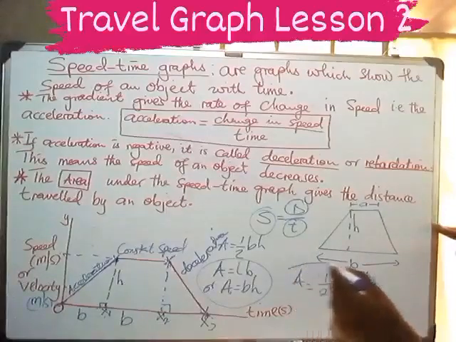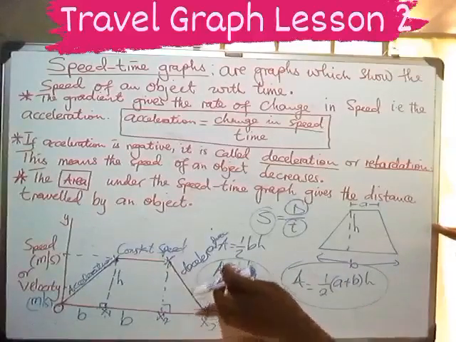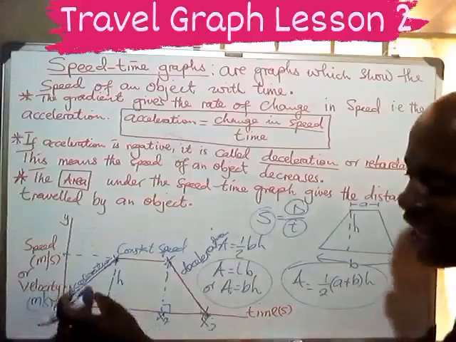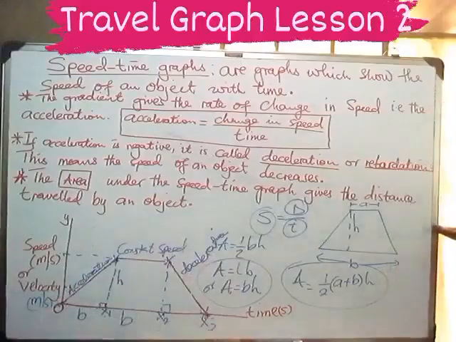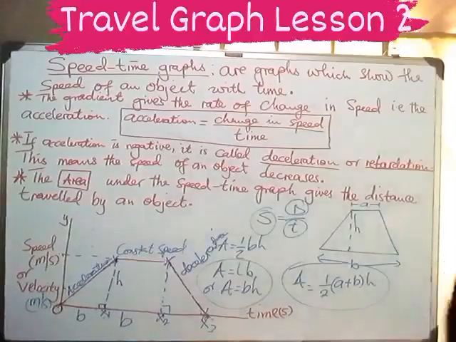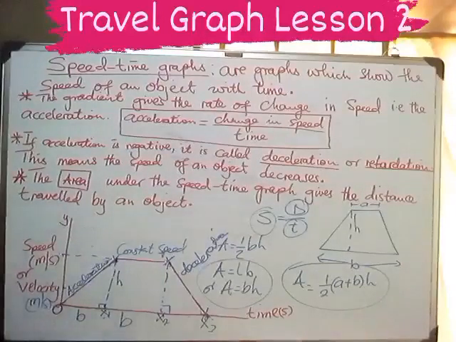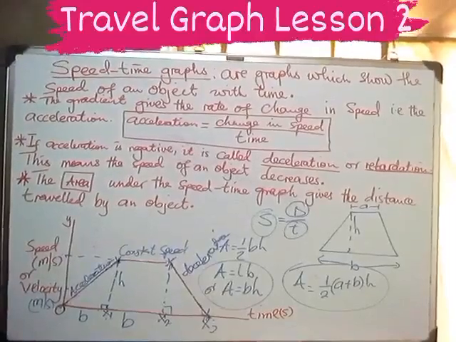So you can either use this formula, or you use these formulas to find the area of each shape formed there, to find the distance under a speed time graph or under a velocity time graph. So in our next video, we are going to look at the examples which come under speed time graph.